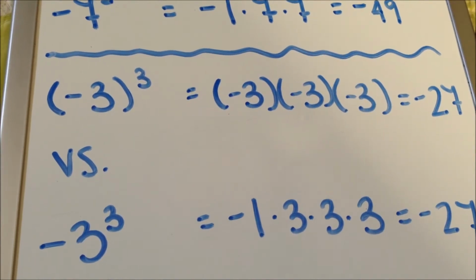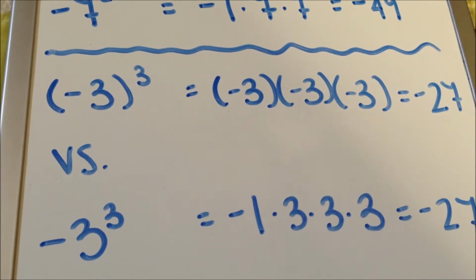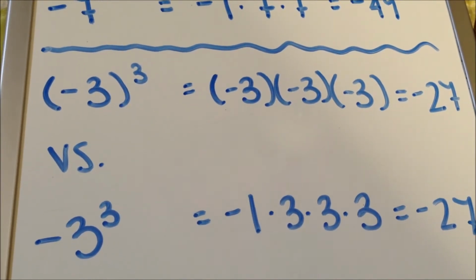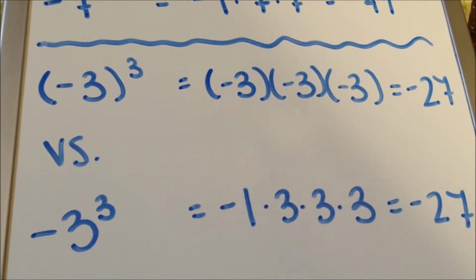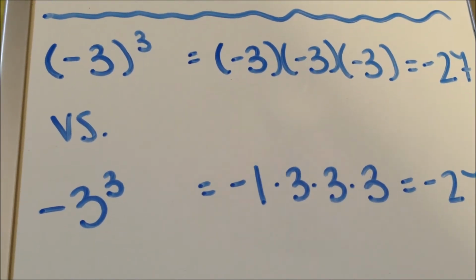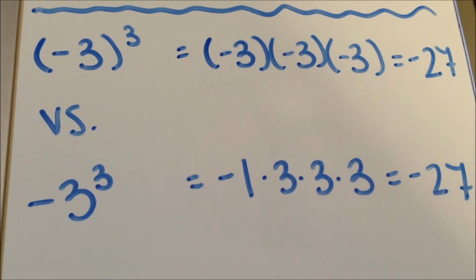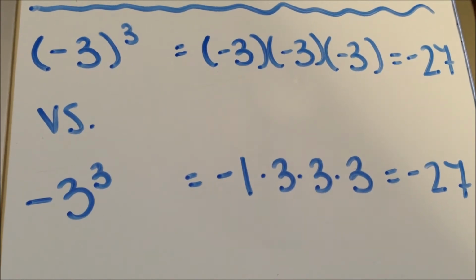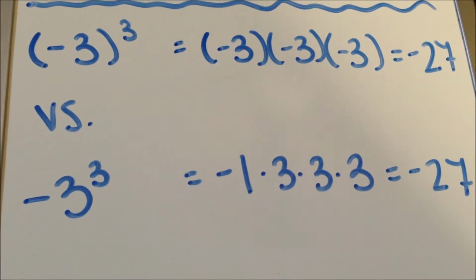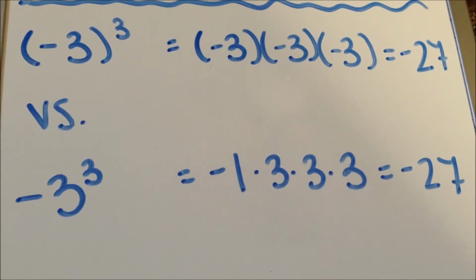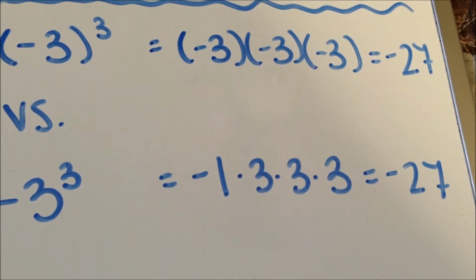Okay, let's try an example involving cubed. Negative 3 in parentheses to the third power means to take everything to the third power. So we have negative 3 times negative 3 times negative 3. That equals negative 27. Versus negative 3 cubed. Well, let's do the same thing. Separate the negative from the exponential term. That negative has nothing to do with the exponent. So negative 1 times 3 times 3 times 3. That coincidentally equals negative 27.